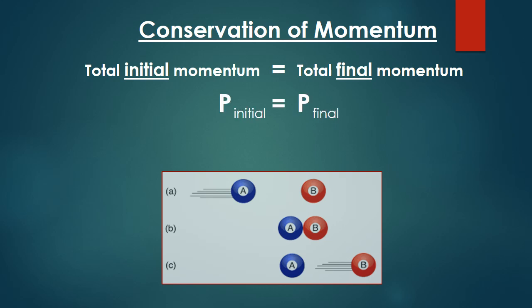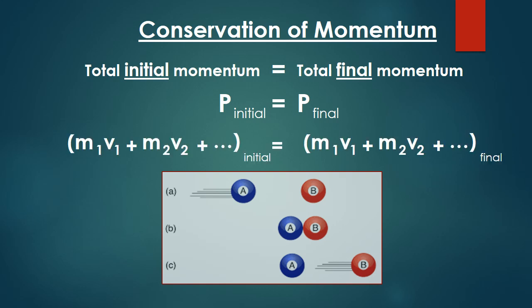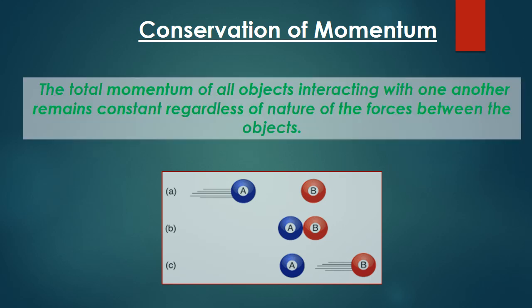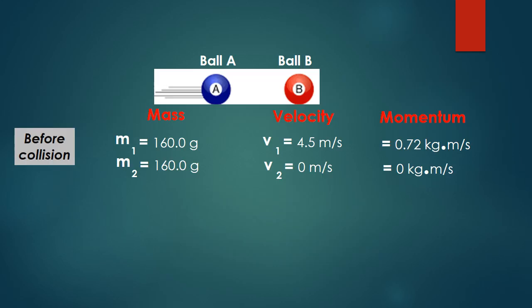In equation form, we see that the total momentum P before is equal to the total momentum of all the objects after they interact. For an isolated system, the law of conservation of momentum can be stated as follows: the total momentum of all objects interacting with one another remains constant, regardless of the nature of the forces between the objects. Now, ready to try to solve a problem?